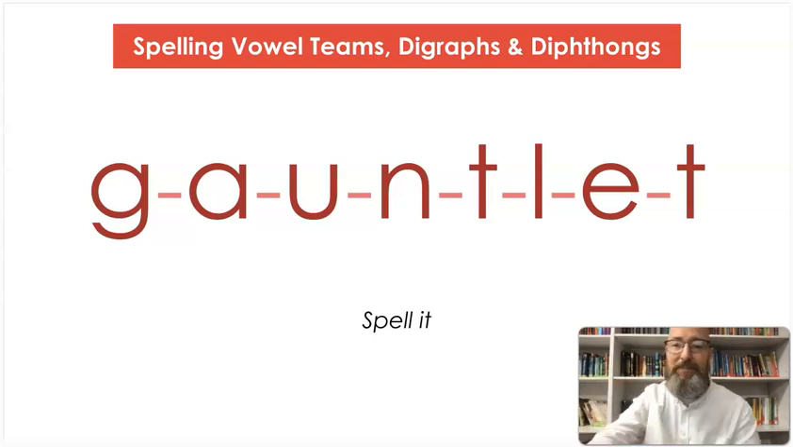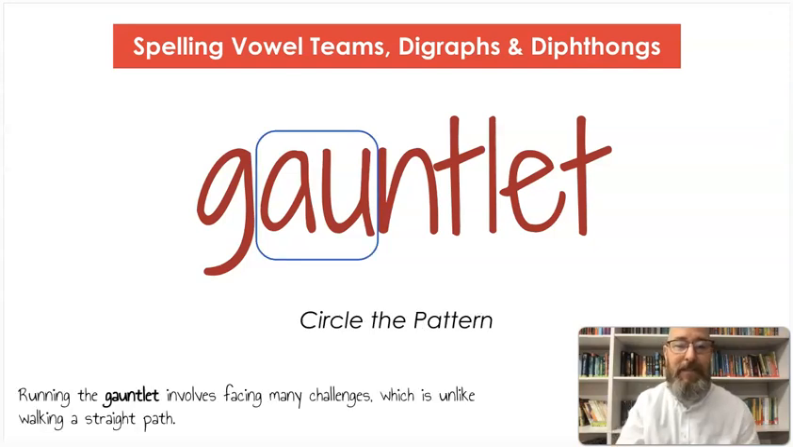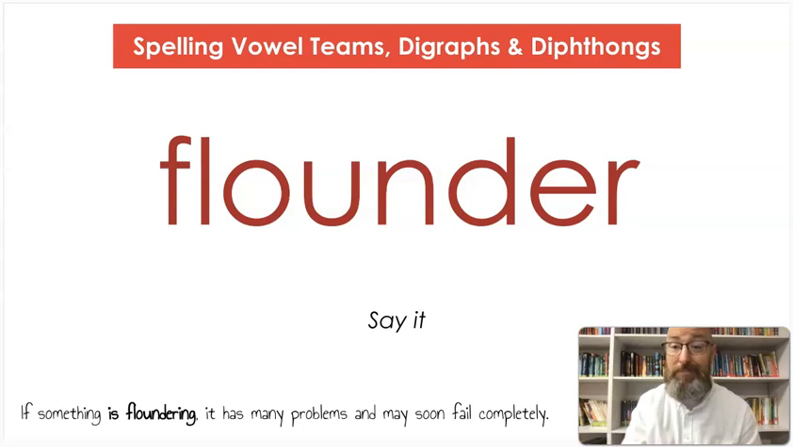Let's spell it. G-A-U-N-T-L-E-T. Gauntlet. And let's write it. G-A-U-N-T-L-E-T. Let's circle that pattern. That A-U says all. Running the gauntlet involves facing many challenges, which is unlike walking a straight path easily.